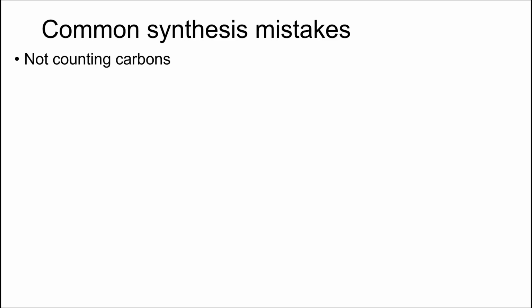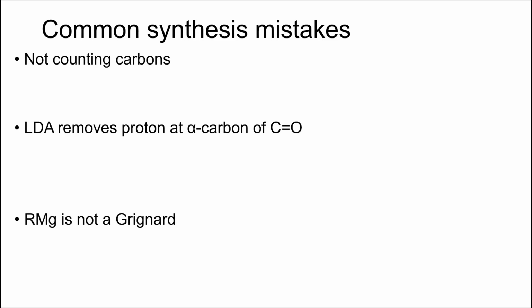Along the lines of looking at your carbon numbers or keeping track of them, I just want to point out a couple of common synthesis mistakes that students make. And one of them is not counting the number of carbons. You might start with 6 carbons and magically a 7th carbon appears, or you can lose carbons along the way. So make sure to keep track of your carbons in your molecule. LDA removes a proton at an alpha carbon of a carbonyl, so you can't use it if there's not a carbonyl present. You also do not want to use it to try to do an E2 elimination reaction.